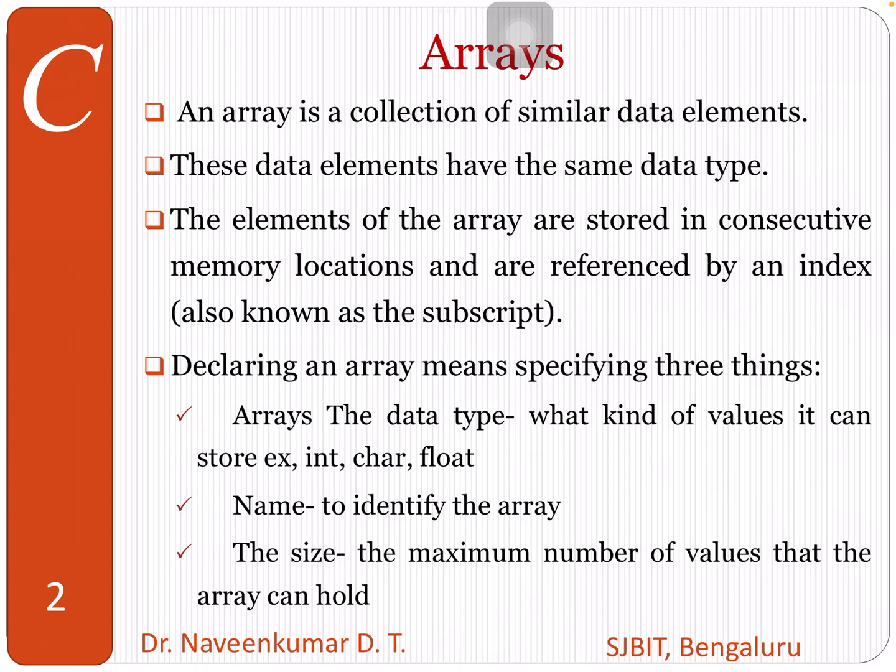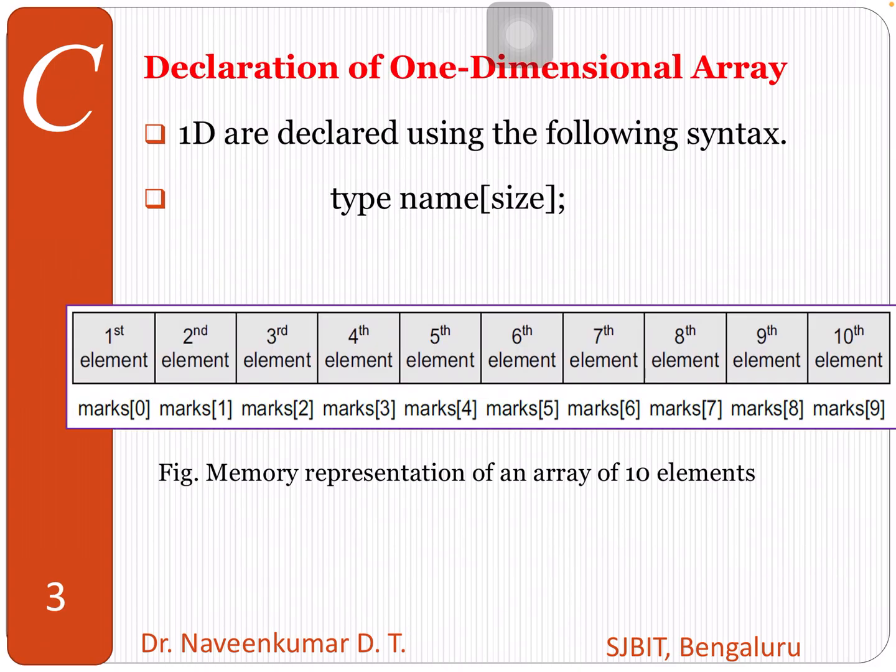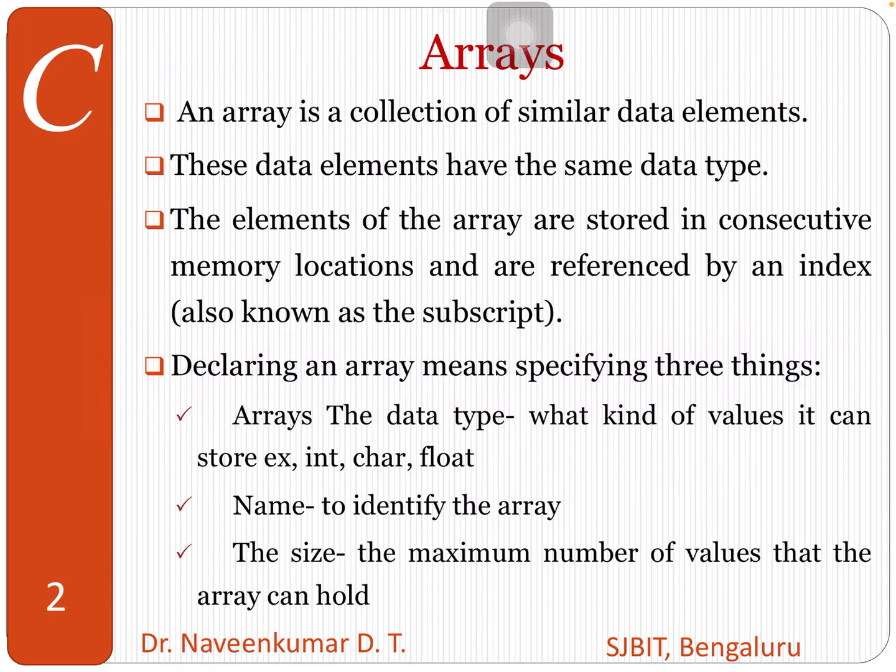What are arrays? Arrays can be defined as a collection of similar type of data elements. Type means here all the elements have the same data type. These elements of the array are stored in consecutive memory locations and are referred to by index. For example, you can see the first element of the array is stored here and the next element is adjacent to that one. Like this we store the elements of the array. These locations are also known as index, or sometimes we also call it subscript.